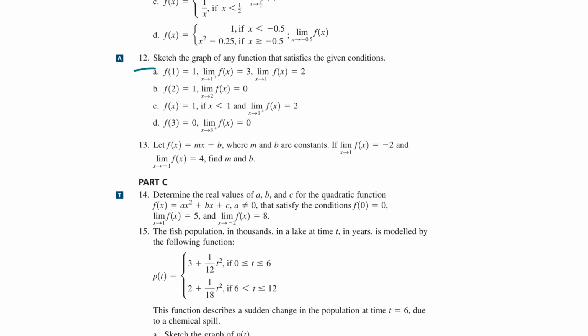Question number 12. Sketch the graph of any function that satisfies the given condition. F of 1 equals 1, limit of f of x as x approaches 1 from right side is 3, and limit of f of x as x approaches 1 from left side is 2. We are looking for the graph of the function that satisfies these conditions.